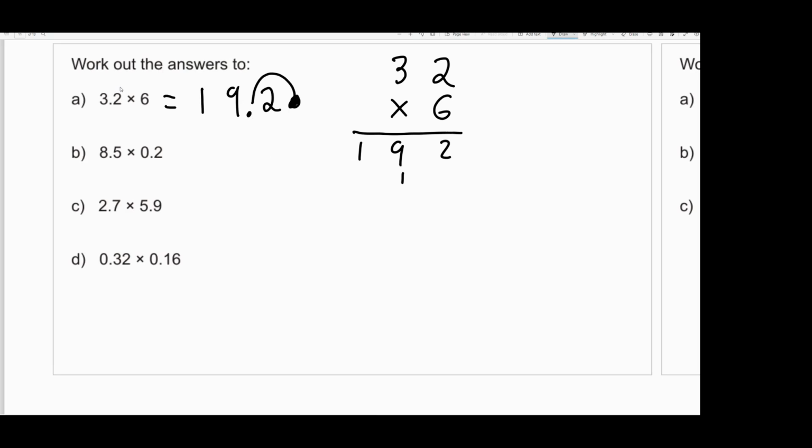19.2. Because if you look at the question, it's 3.2, which is roughly 3, times 6, which would be 18. So if we get 19.2, that's quite close to 18. That's quite sensible.